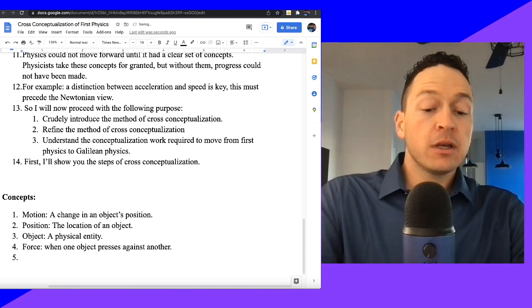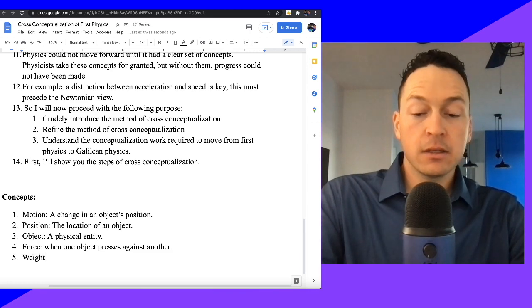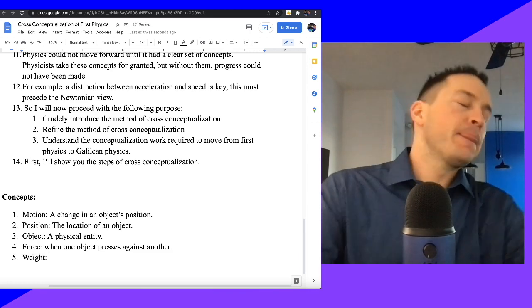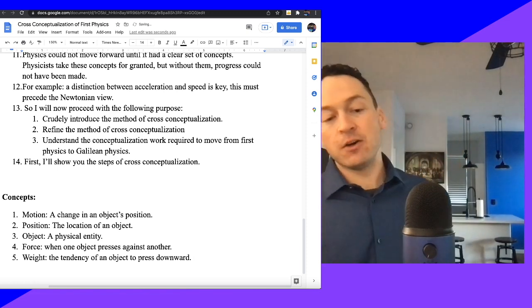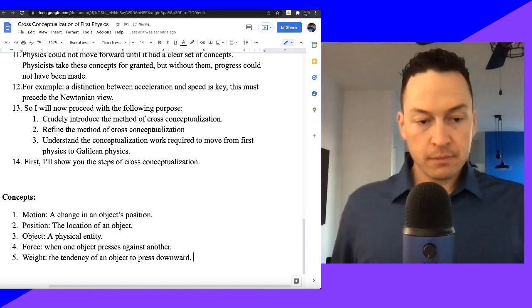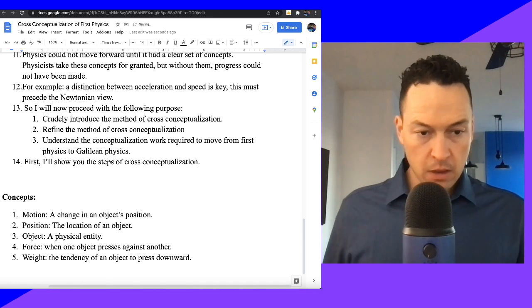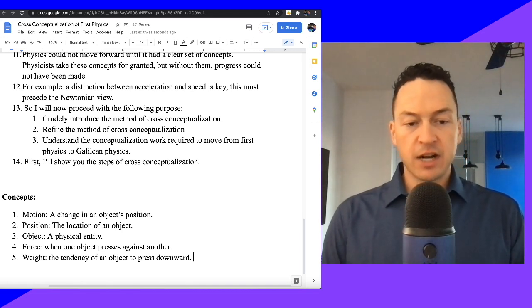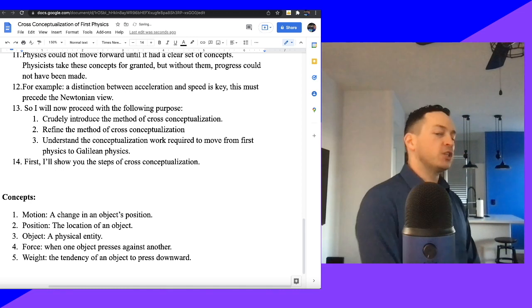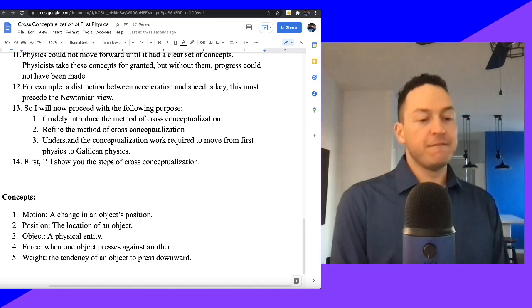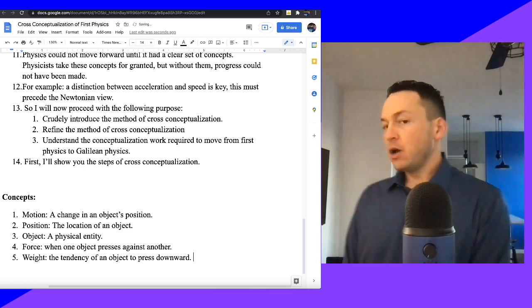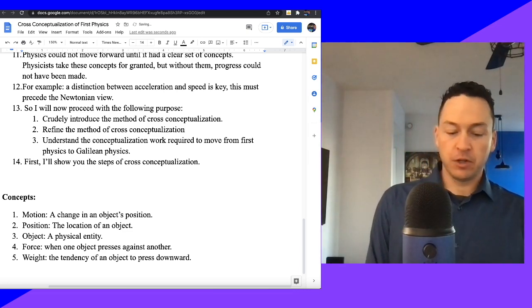Okay, what about weight? Would weight be considered a force? The tendency of an object to press downward. Interesting. The tendency of an object to press downward. So remember, we're just conceptualizing basic facts which would be available to non-physicists or to a starting physicist.